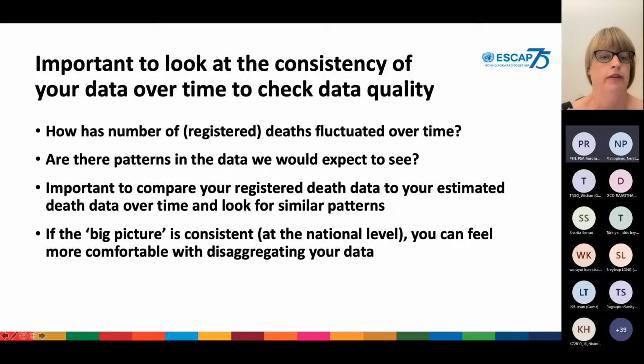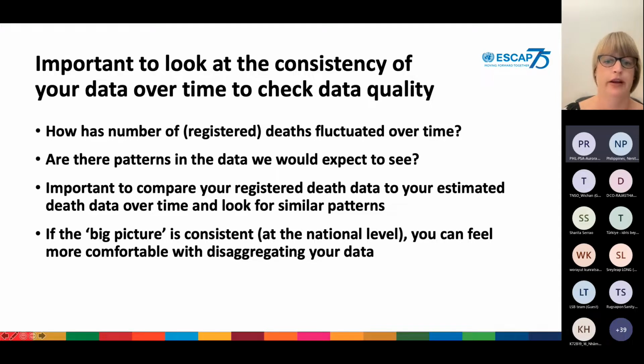So another thing we really need to look at is the consistency of our data over time, because this will also inform the quality of our data. One of the things we would look at is how the number of registered or recorded deaths, these different types of deaths, has fluctuated over time. Are there any patterns in the data we would expect to see, and do we see them consistently over time?